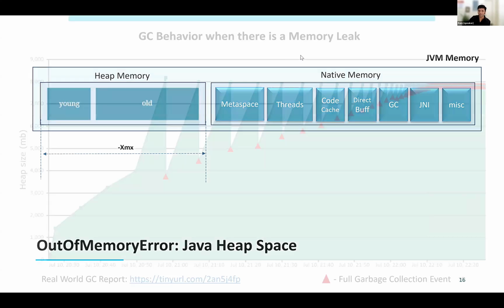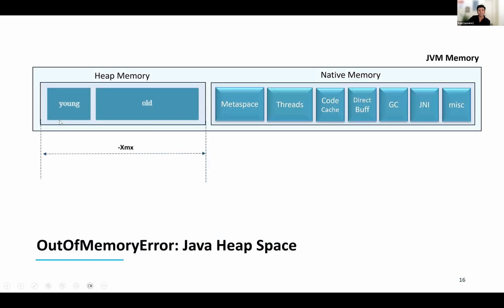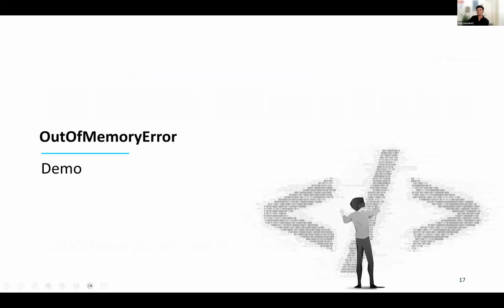When you see this kind of pattern happening, it indicates that your heap memory is getting saturated. Your heap memory is getting filled up. When your heap memory gets filled up and there's no more room to create new objects, your JVM is going to throw out of memory error: Java heap space. This is the out of memory error you are going to get. When you get this out of memory error, how do you debug this problem?